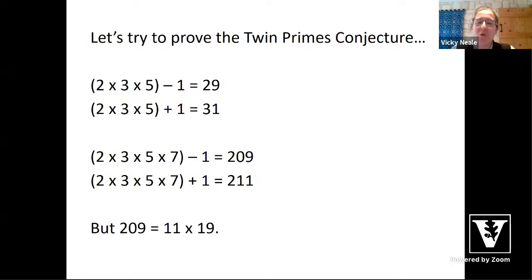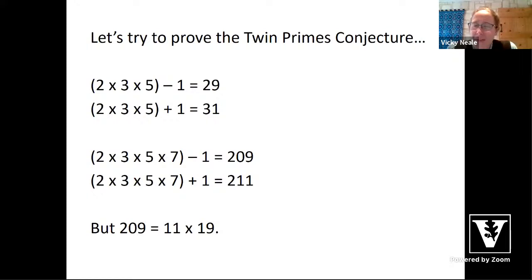And then there's this crushing disappointment as we discover that 209 is not a prime number. 209 is 11 times 19. This process does not always give us a pair of twin primes. We have not proved the twin primes conjecture, sadly.